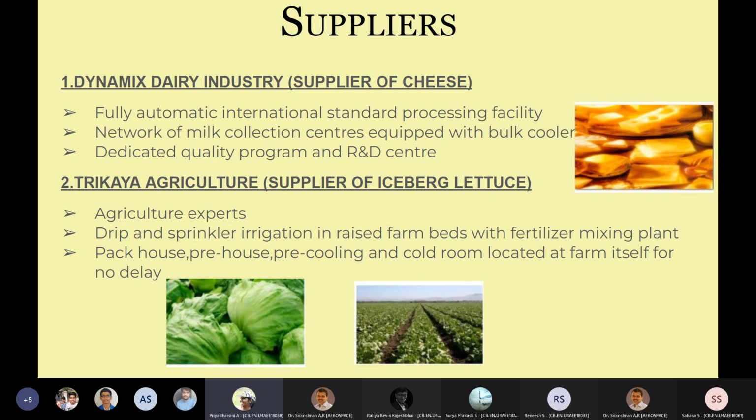Moving on to the Trikaya Agriculture. It is the supplier of iceberg lettuce. So this supplier mainly has a nursery with a team of agricultural experts. Drip and sprinkler irrigation, raised farm beds with fertilizer mixing plants. It has also a pre-cooling room and a large cool room for post-harvest handling to avoid delay, and also has refrigerated trucks for transportation. Next slide.